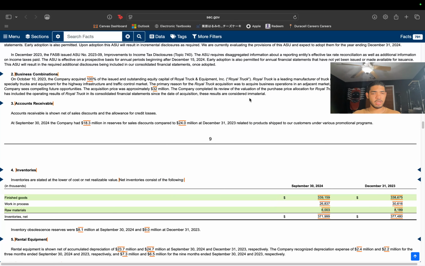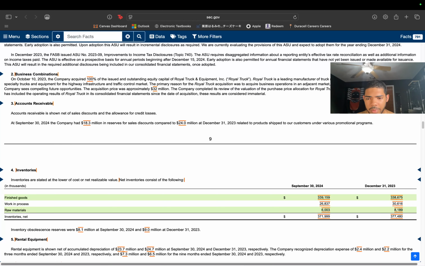They're basically doing the net approach, what we just did. And that's further emphasized here. At September 30th, the company had $18.3 million in reserves for sales discounts compared to $24 million at December, related to products shipped to our customers under various promotional programs. So basically, what this is saying is these promotional programs are opportunities for the customers to take advantage of a sales discount. It's kind of like the 2/10, n/30 type of deal. This is where they could take advantage of a discount. And these reserves are the money they have set aside to cover any customers that end up using a discount.